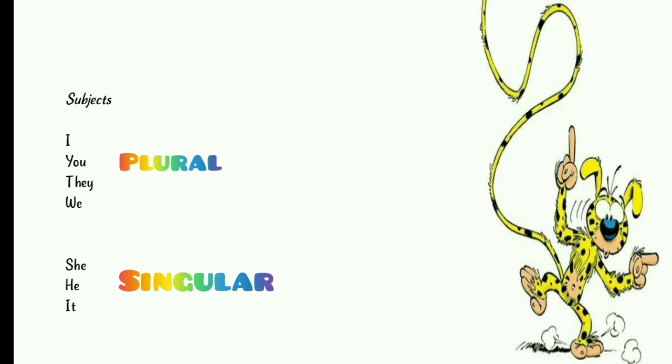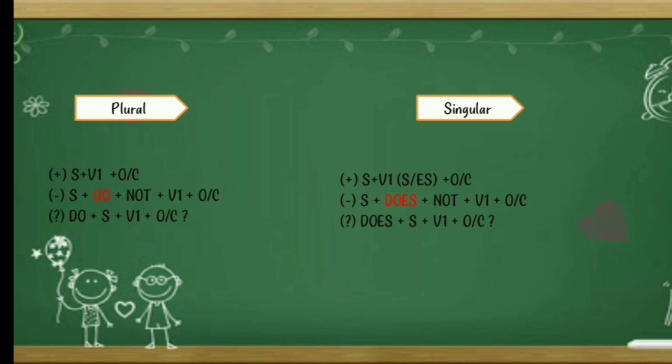Okay? Plural means that the subject more than one. And then singular means that the subject is just one. Jadi plural itu subjeknya lebih dari 1. Dan yang single itu subjeknya hanya 1. She, he, it 1. I, you, they, we hitungannya adalah lebih dari 1. Oke, itu dia tentang subjek. Now kita masuk ke rumusnya.